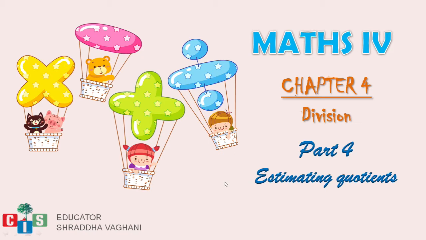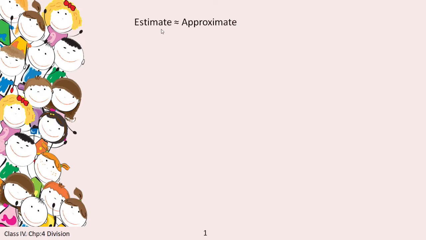Okay, I hope you remember the word estimate, which also means approximately, and you have a particular symbol for that. Yes, estimation is the answer which is not exact, but it is near to the exact answer. Fine. So, we will go with the first example from division because we have to estimate the quotient.